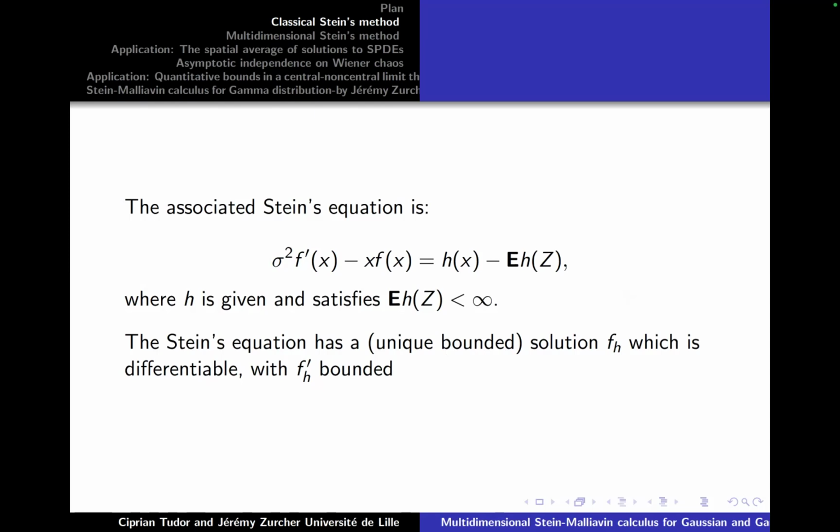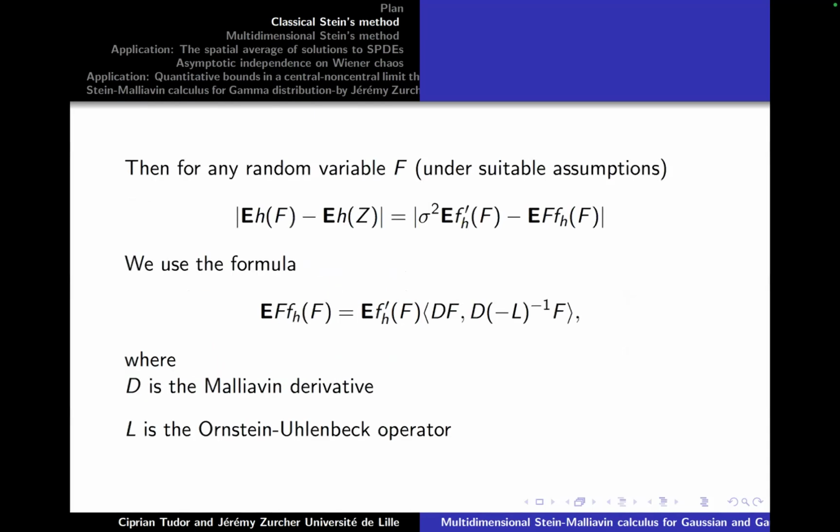Starting from this equation, remember that you want to evaluate and quantify the distance between a random variable X and Z. What you will do is replace small x by the random variable capital X here, and take the expectation, using this identity for f_h, which is the solution to the Stein equation. I will show you on the next slide what happens here.